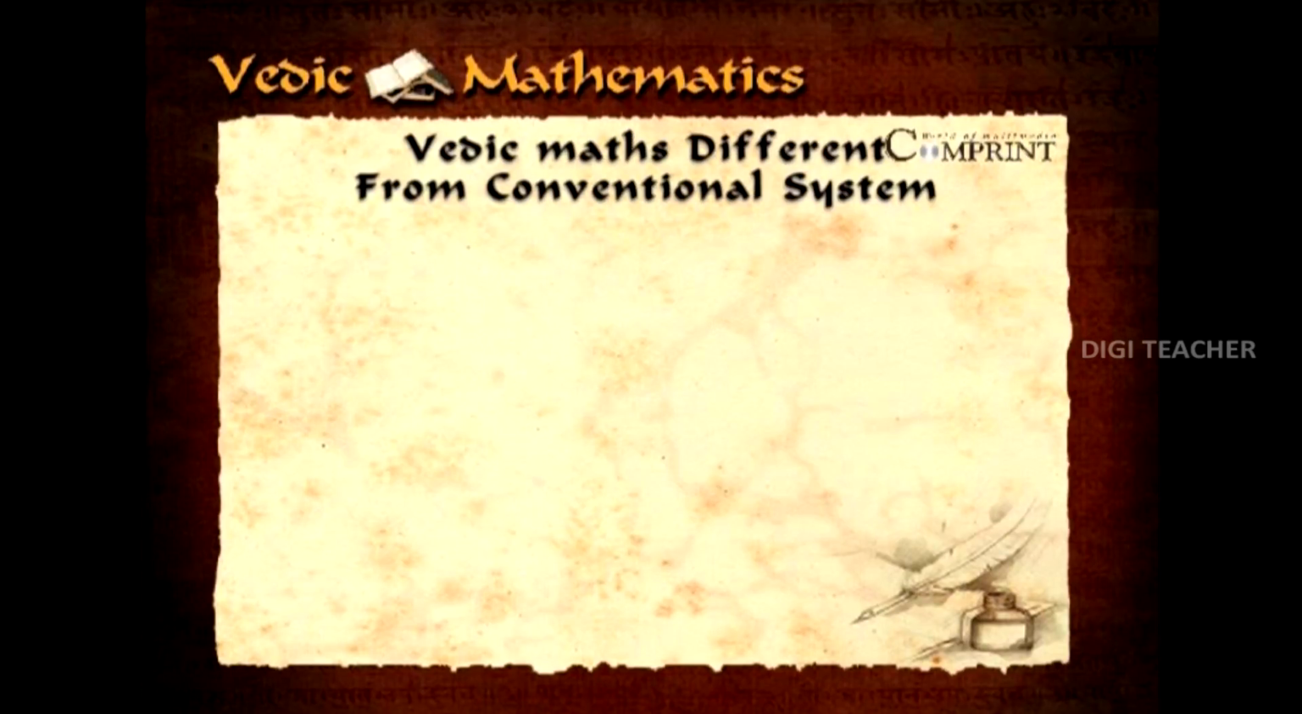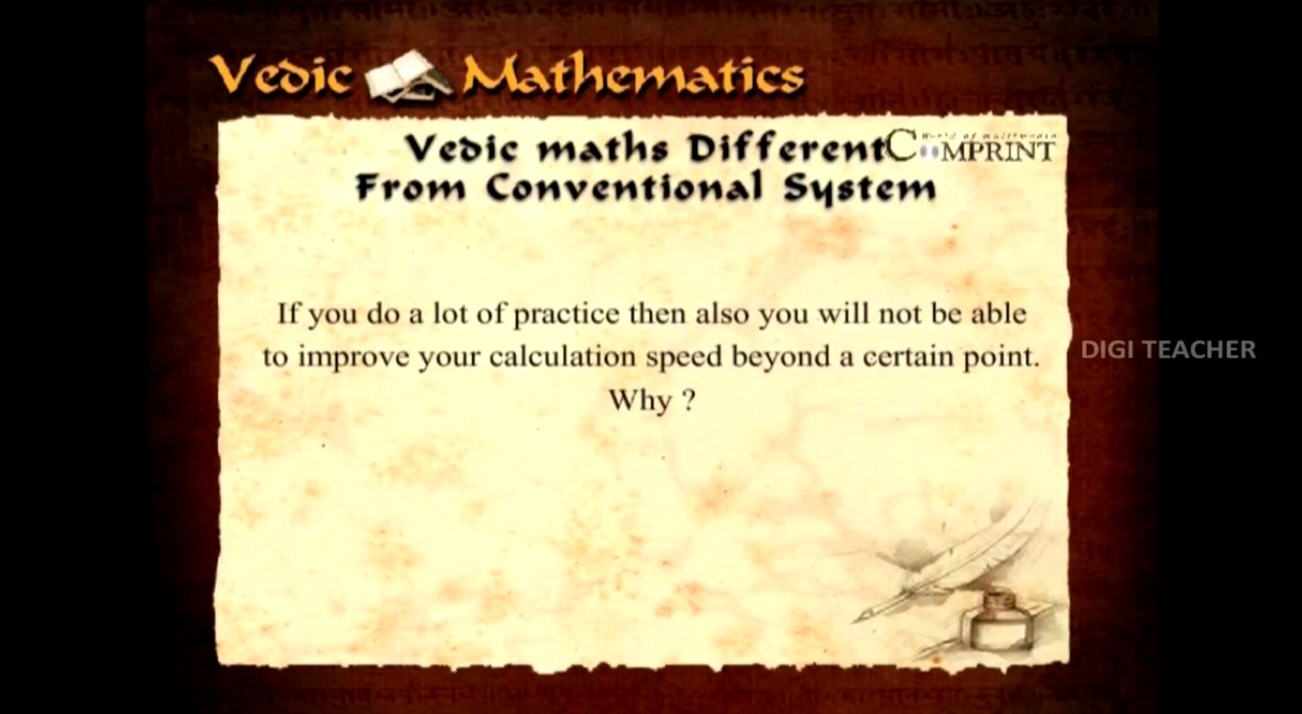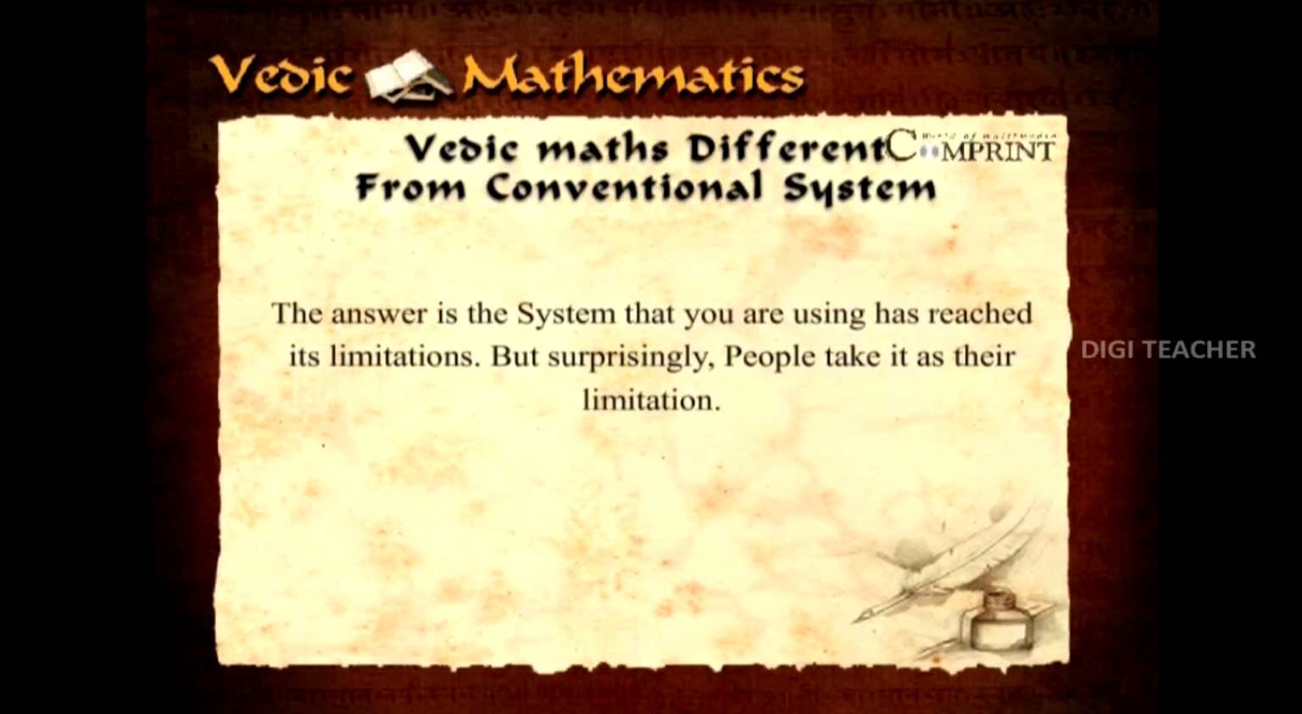How is Vedic mathematics different from the conventional system? Each system has its own limitations. Similarly, the conventional system which you are using at present has its limitations too. If you do a lot of practice, you will still not be able to improve your calculation speed beyond a certain point. Why? The answer is that the system you are using has reached its limitations. But surprisingly, people take it as their own limitation.